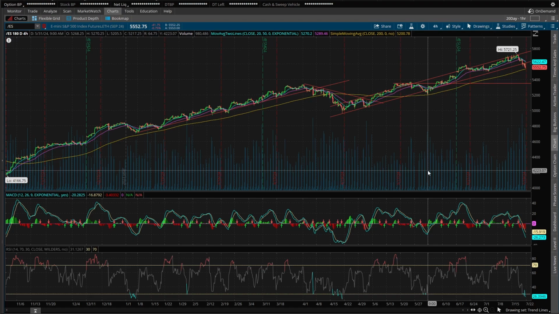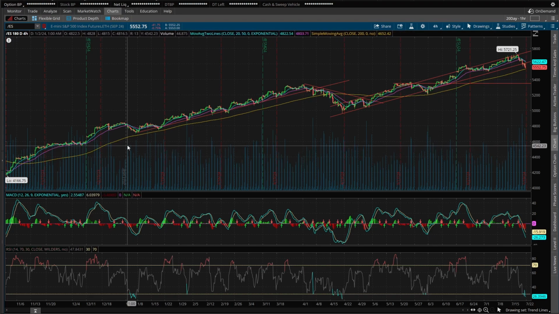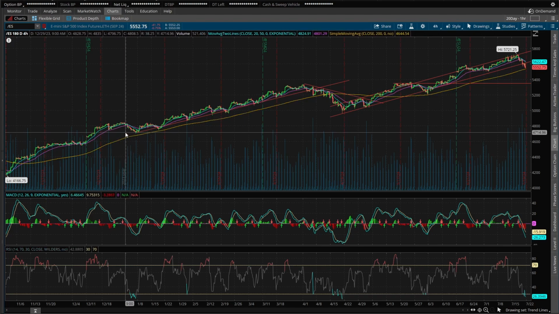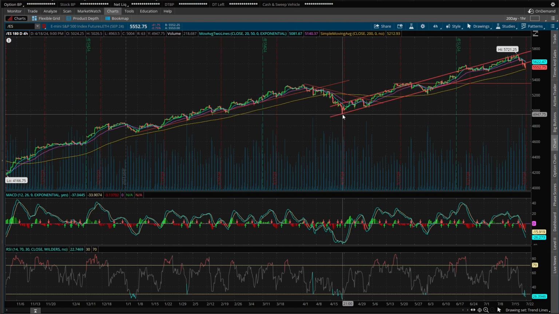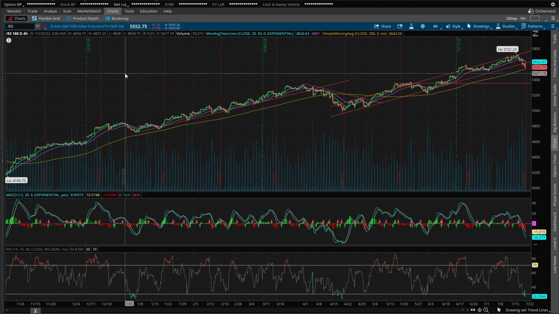We're going to start off looking at the ES futures. We're looking at a 4-hour chart here, going all the way back to January. And we're just going to compare this last move up and pull back to the current one.